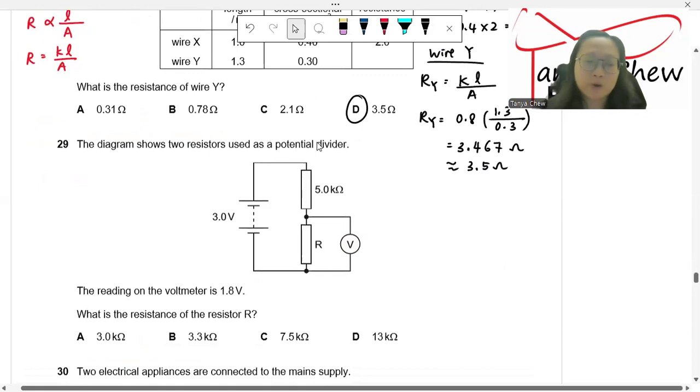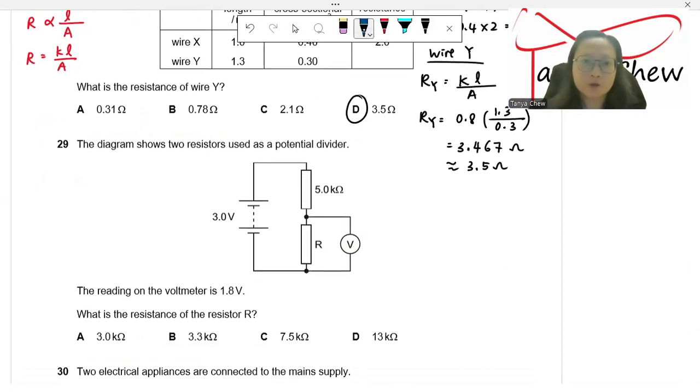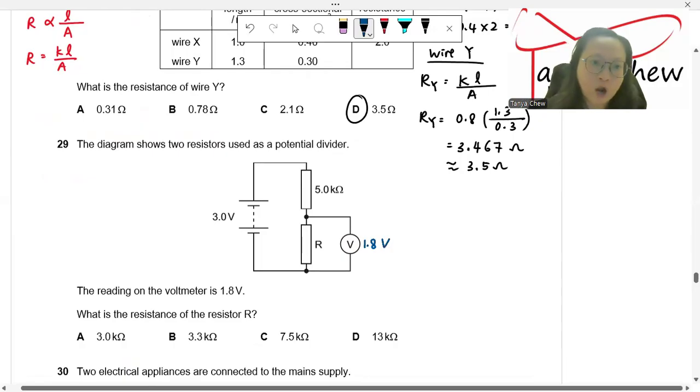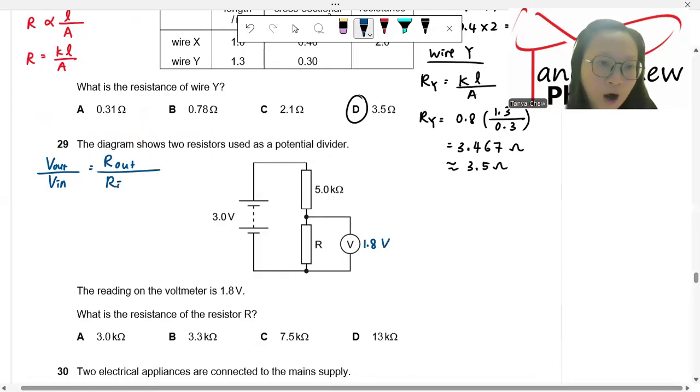Right, question number 29. The diagram shows two resistors used as a potential divider. The reading on the voltmeter is 1.8. So I better write it down. This is 1.8 volt. What is the resistance of resistor R? So for potential divider, I'm just going to put V output over V input is equal to the resistance that is connected to the voltmeter, which I call R output over R input.